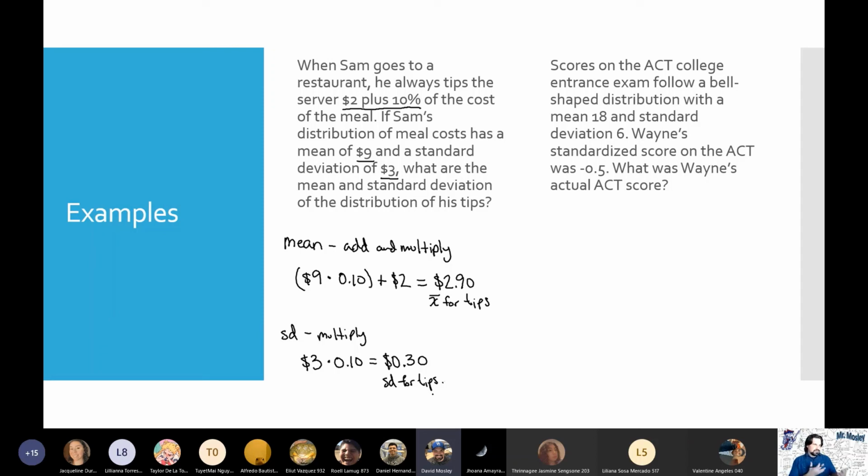So that's how we can use this idea of transformation to find a new mean and new standard deviation. But we need to understand which operation has an effect on which measure, right? What questions do you have? What can I clarify? What's not making sense? Okay.